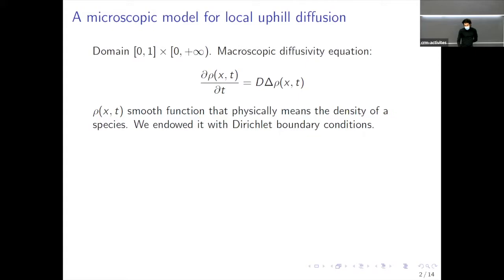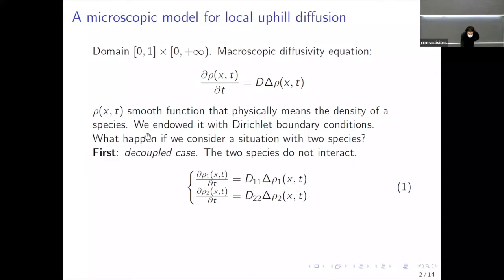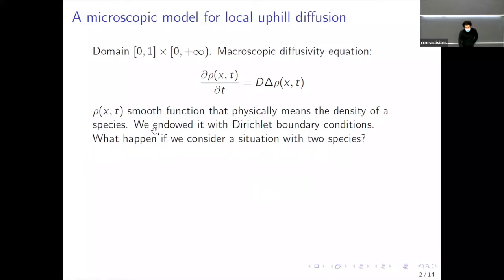And we endow the problem with Dirichlet boundary conditions. So what can happen if we add another species? If we consider a situation where two species are present.